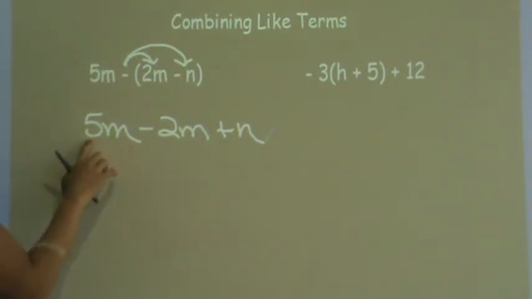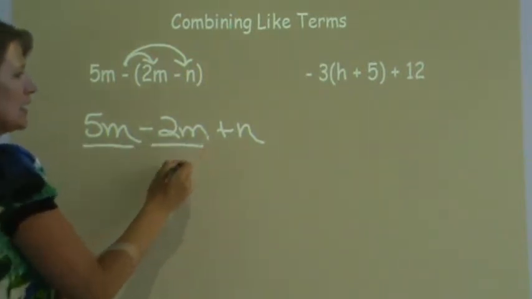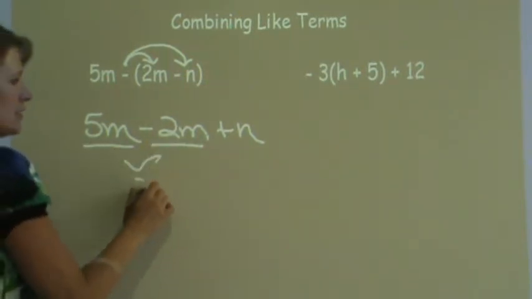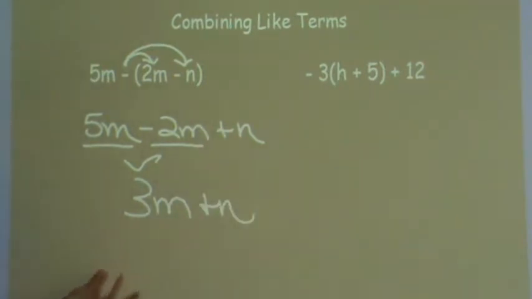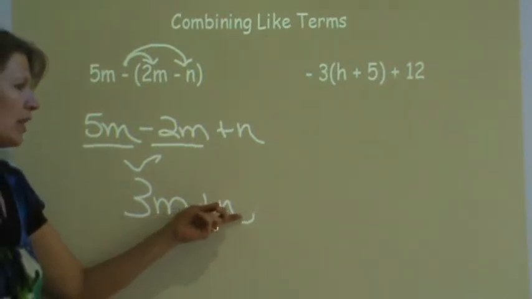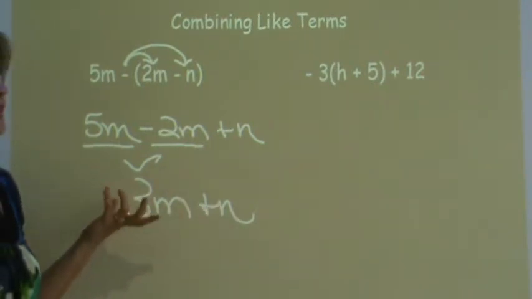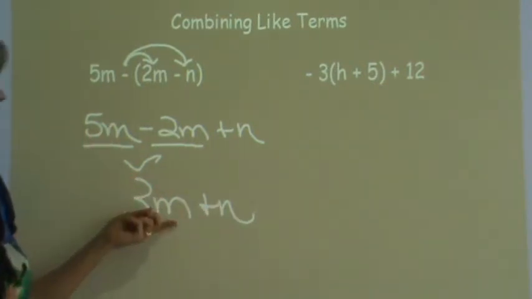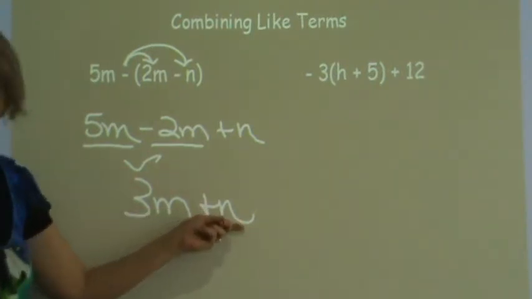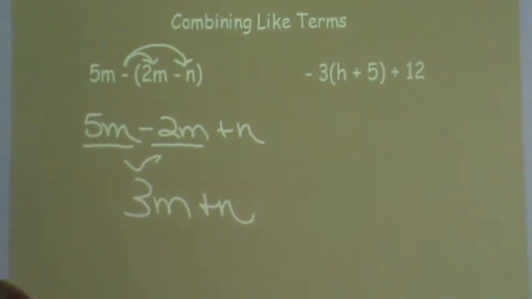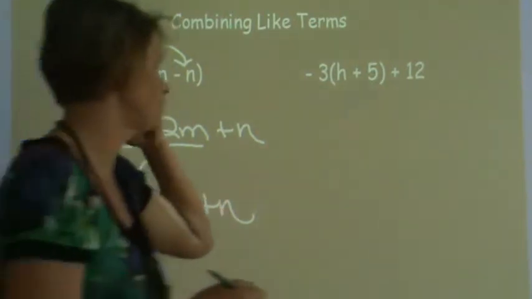Then we're going to look for like terms. Here I have 5m minus 2m. Those are like terms. That's just going to be 3m. Bring down my plus n. I cannot combine them together. Okay. We got 3m and plus 1n. Think of it as m representing monkeys, n representing narwhals. We got 3 monkeys plus 1 narwhal. I can't combine them together. They're separate animals.